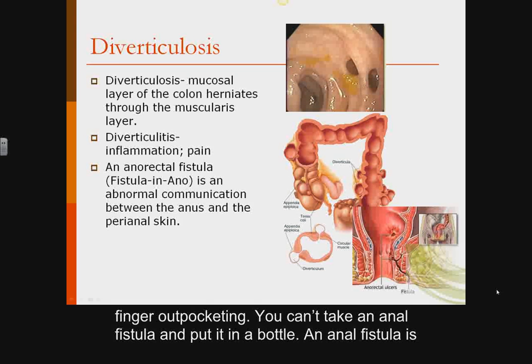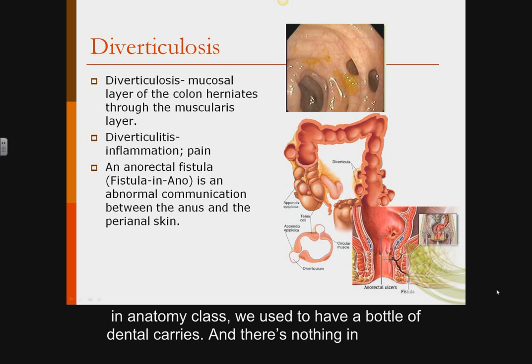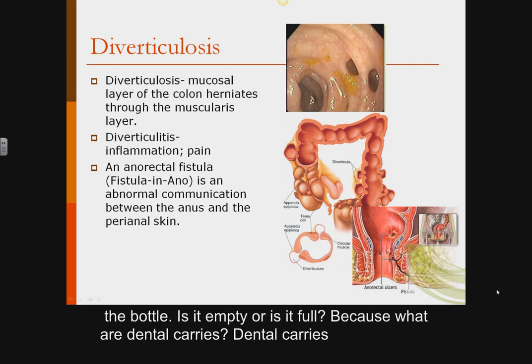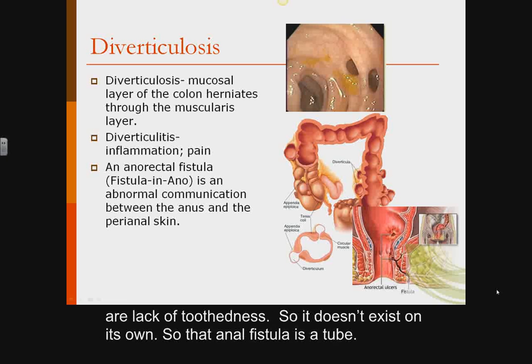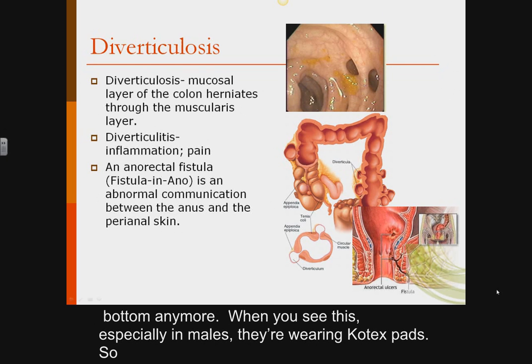You can't take an anal fistula and put it in a bottle. An anal fistula is a hole. It's a hollow finger-like thing. It's a hole that runs all the way through. Look, in anatomy class, we used to have a bottle of dental caries. And there's nothing in the bottle. Is it empty or is it full? Because what are dental caries? Dental caries are lack of toothedness. So it doesn't exist on its own, right? You can't have a bottle of cavities, dental cavities. An anal fistula is a tube. You can't have a bottle of tubes.